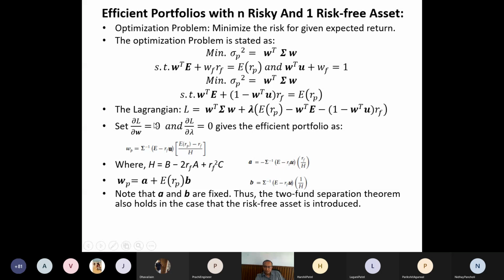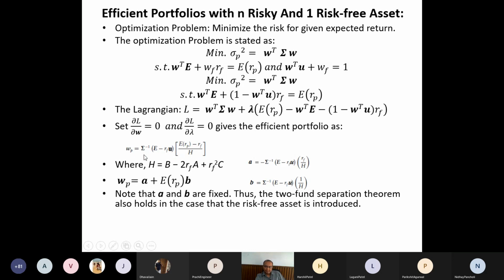Then I will take the partial derivative of this Lagrangian with respect to the weight vector. It should be equal to 0, and del L by del lambda equal to 0. Ultimately del L by del lambda returns only this condition. If I solve these equations, I find the optimum weight vector WP, which is given by this equation. You just verify. Try to solve this optimization problem. This procedure I have already introduced, right? It is the solution of the optimization problem with constraint.